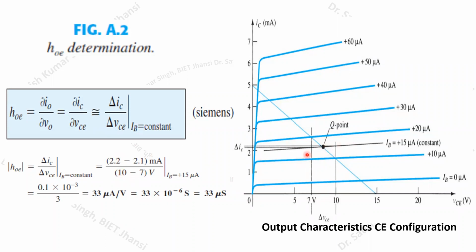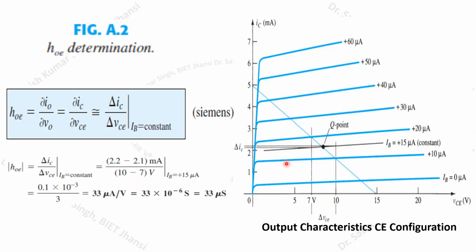Any uniform deviation we have to take. This deviation should be an equal amount towards the right side and the left side. It should be equal in amount, not different values. If you take the average of 10 and 7, that is 17 divided by 2, so it will be around 8.5 volts. So this VCE that we have taken at this point is 8.5 volts, and then we have taken a deviation of plus 1.5 volt and minus 1.5 volt, so this delta VCE will become 3 volts.